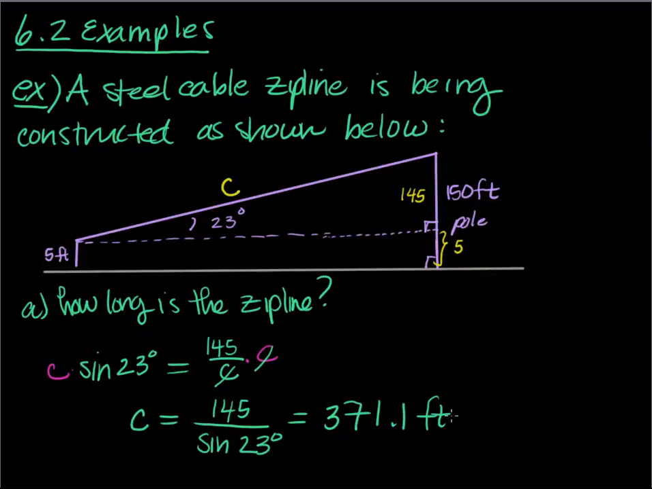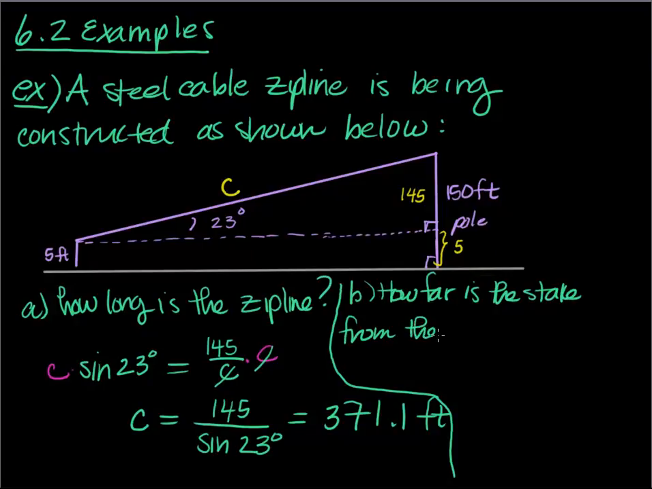And on these word problems, I'll probably have you answer in a sentence. So we would just say something like, the zip line is 371 feet. Okay, good. And then the other question I wanted to ask on this one, we'll try and fit on the same page. How far is the stake from the pole?